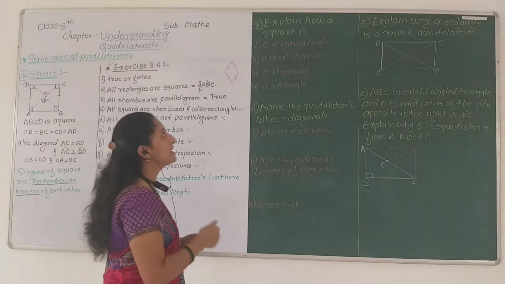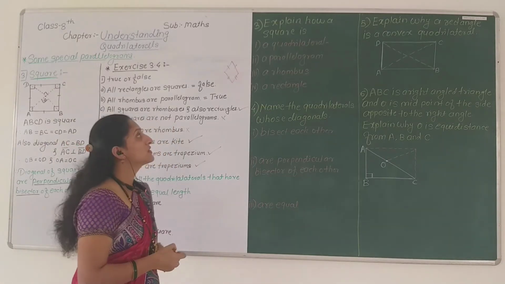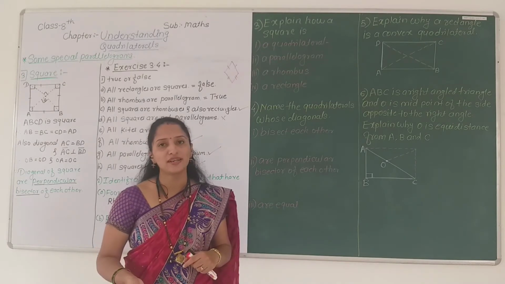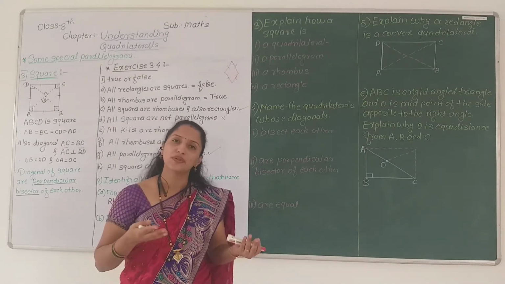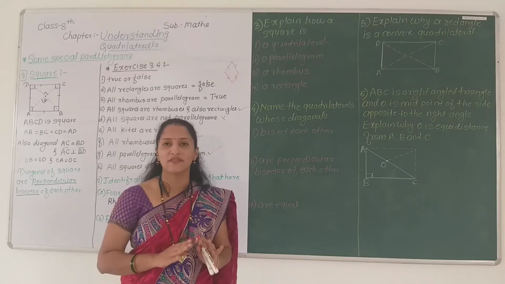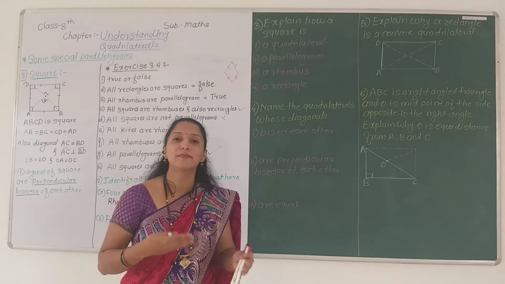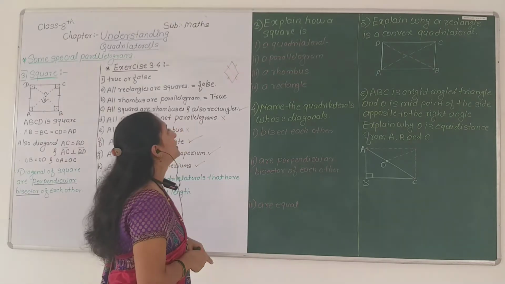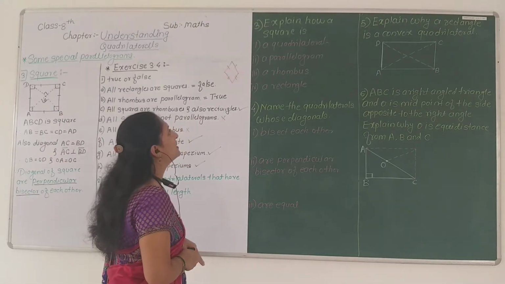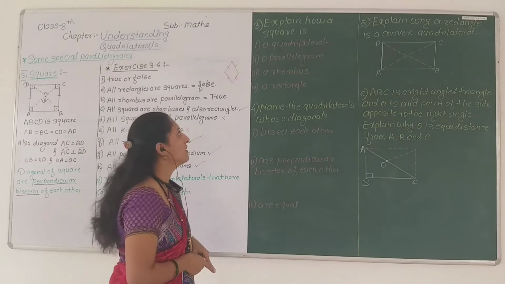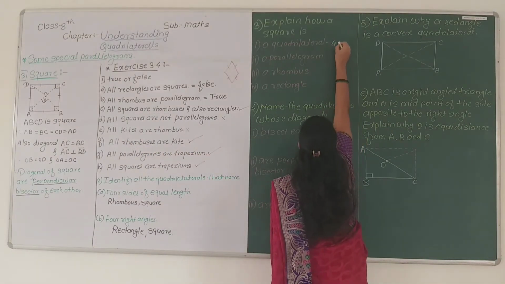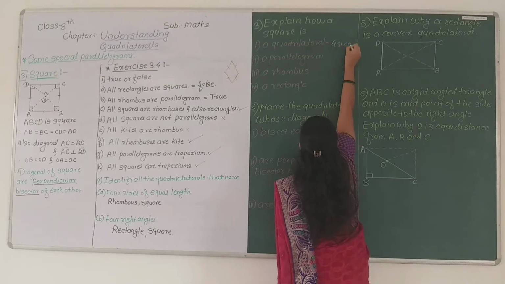Explain how a square is a quadrilateral. Is a square a quadrilateral? Yes. Quadrilateral means what? Having only four sides. A quadrilateral is a polygon having four sides. So we can write: a square is a quadrilateral because of four sides. You have to write this as because of four sides.